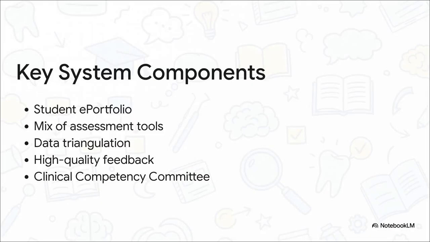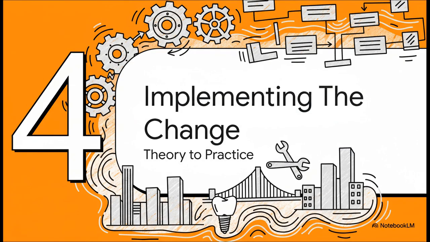So, what do you need to build this? First, you need a central hub for all this evidence, usually an e-portfolio. You need a mix of different assessment tools. Because one size doesn't fit all, you need to gather data from multiple angles, from faculty, from peers, from patients. And of course, high-quality feedback is the fuel that makes the whole engine run. But maybe the most critical piece is the Clinical Competency Committee. This is the human element, the group of experienced faculty who review the entire portfolio and make that holistic, informed judgment call.